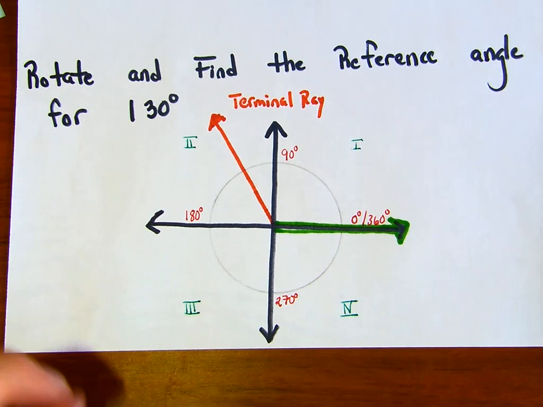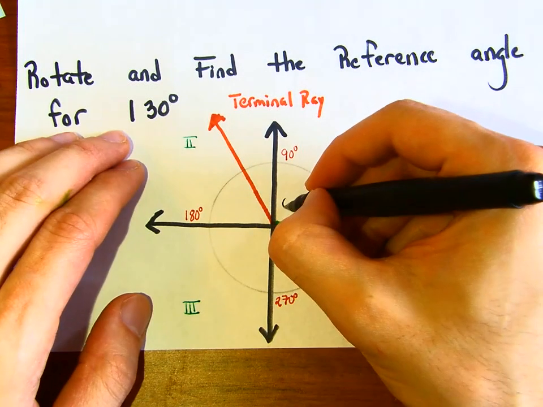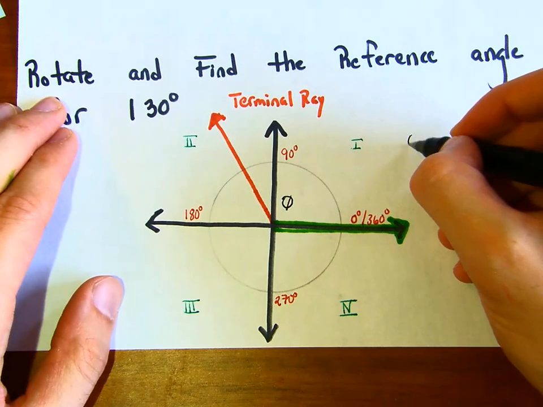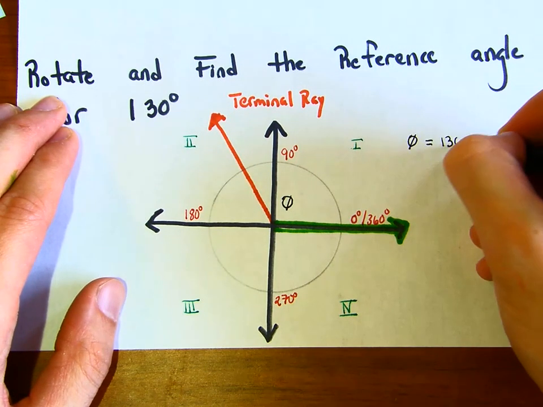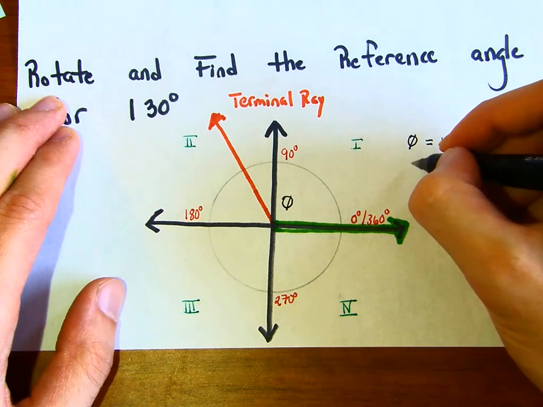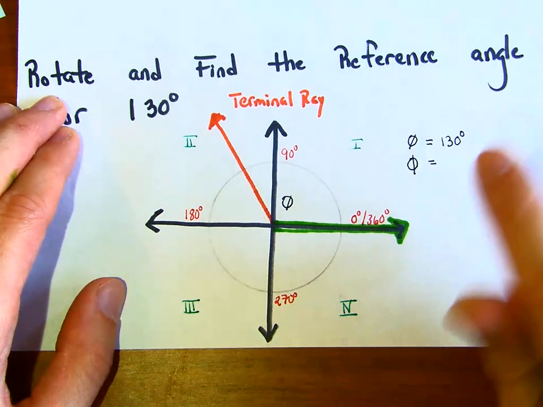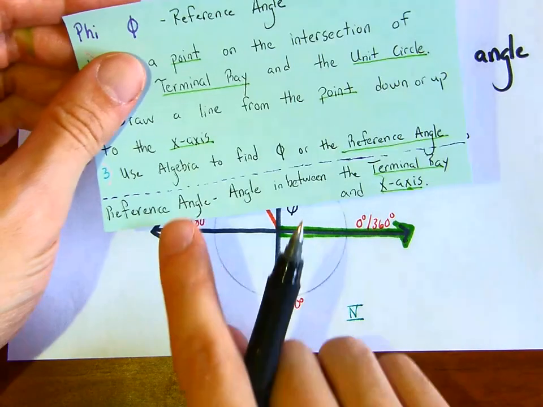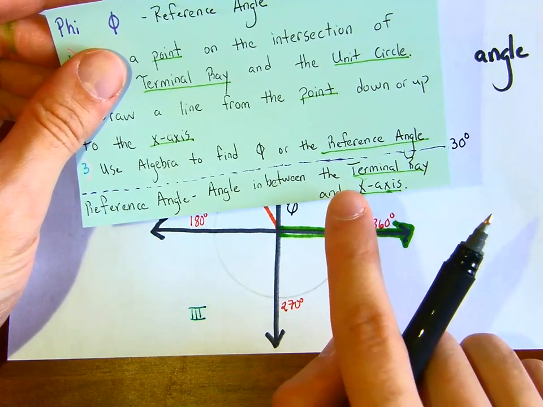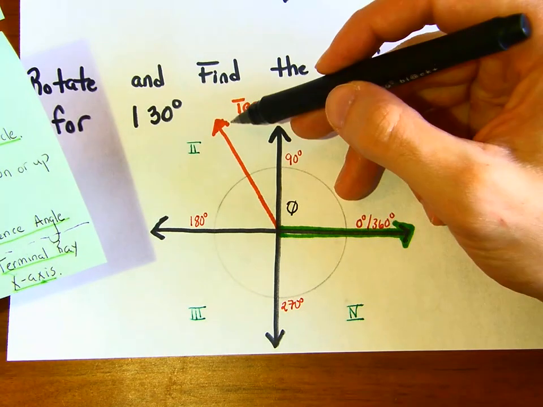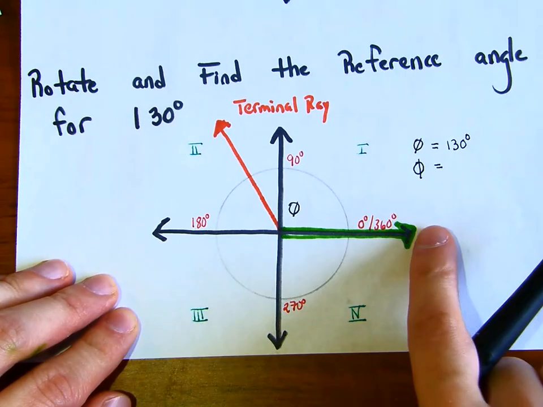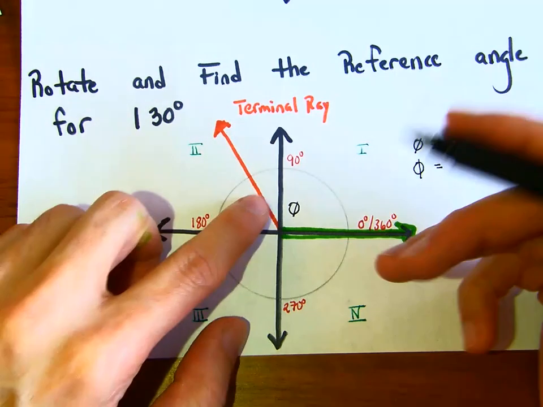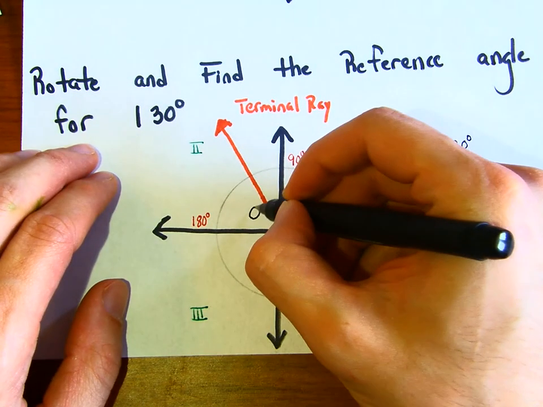Now here, what is our theta? Our theta is the degree of rotation. So notice our theta is 130 degrees. But now what's the next question we want to figure out? What is the reference angle? What is the phi? So let's just take a look again. The reference angle is the angle in between the terminal ray and the x-axis. So what's in between this terminal ray and x-axis? It's this angle over here, and we're going to call that phi, okay?